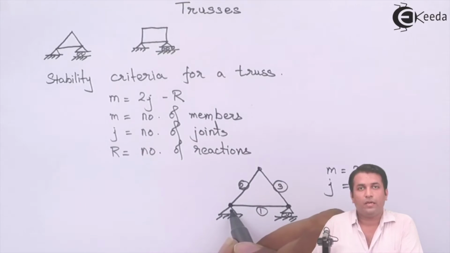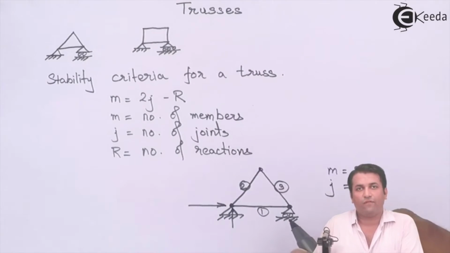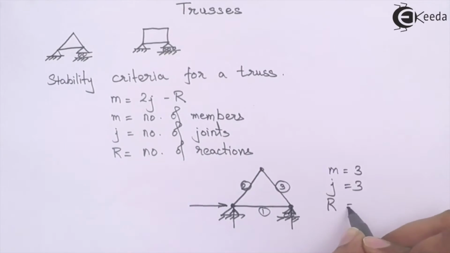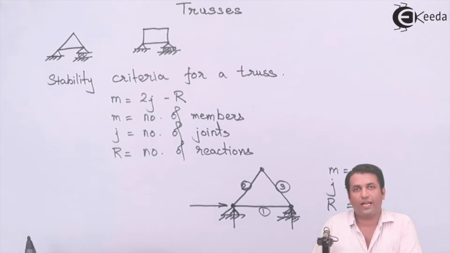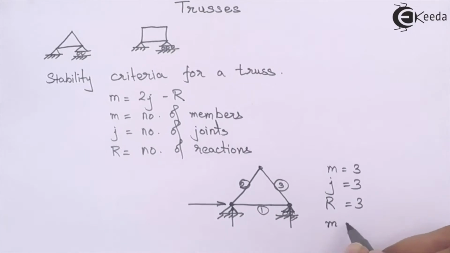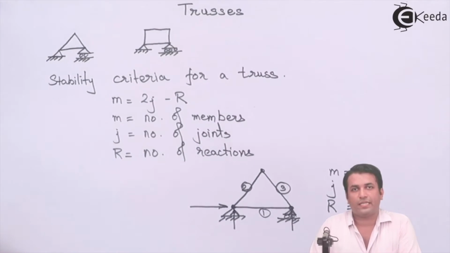For the hinge support, we have 2 reactions, along the x direction and along the y direction. For the roller support, we have only one reaction, which is perpendicular to the surface, that is in the y direction. So the total number of reactions that I have is 3. Now I'll put these values in the equation. This shows that it is a stable truss because my left hand side and right hand side are equal.